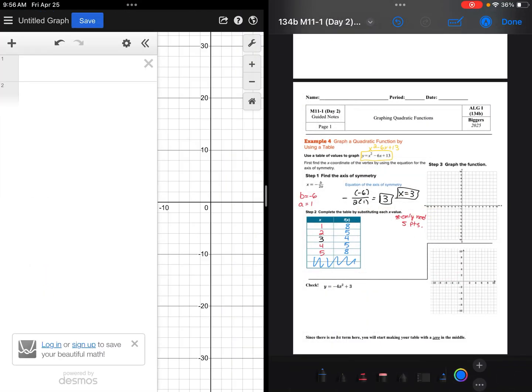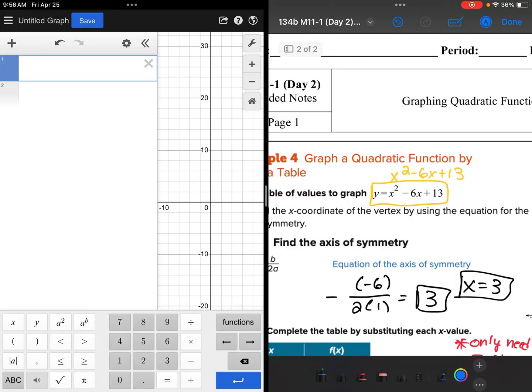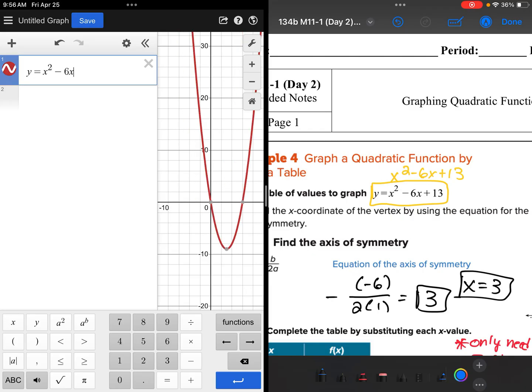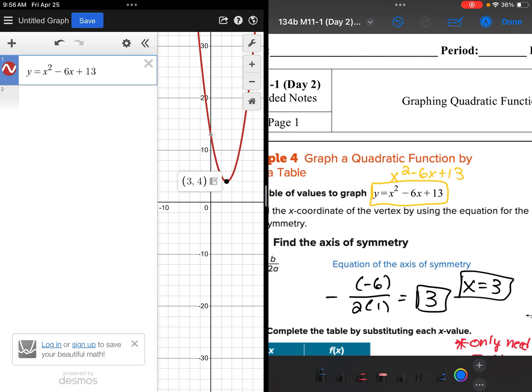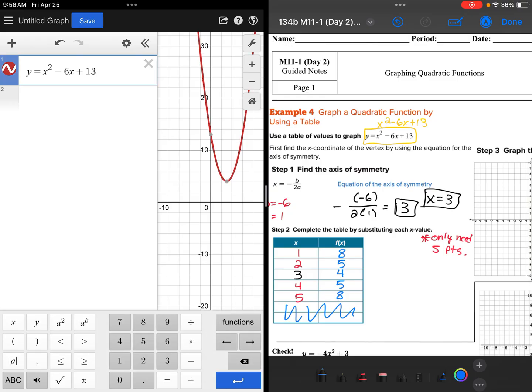Once you're at the Desmos Graphing Calculator, what you're going to do is type in the equation that we're graphing. So we're graphing y equals x squared minus 6x plus 13. It's going to show you your graph right here, which is great, okay? But what we need to do is to be able to get the table on Desmos.